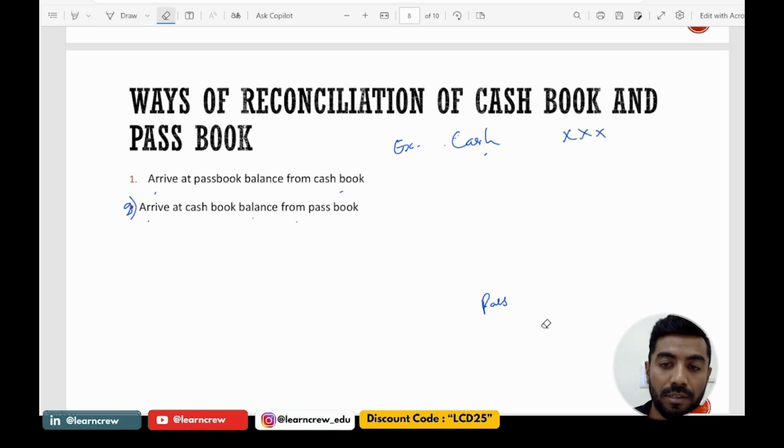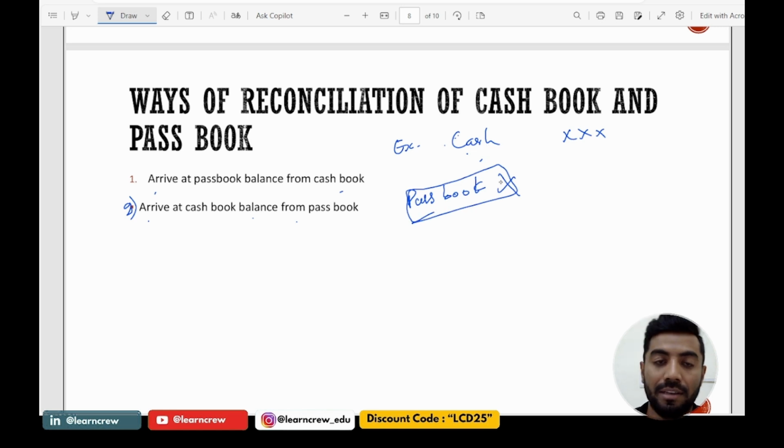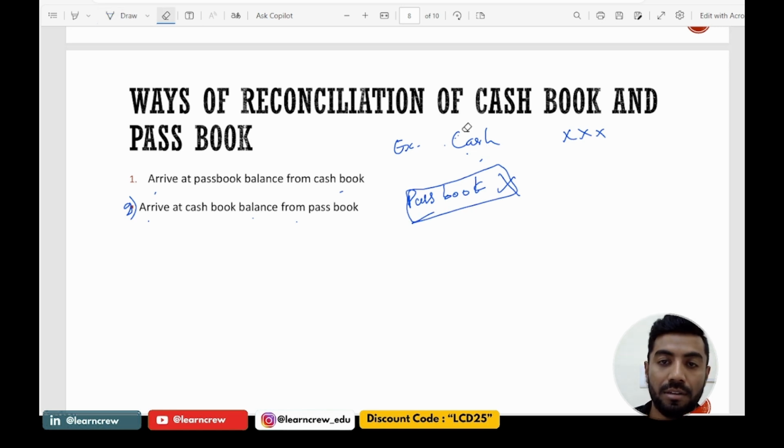How do we make these adjustments? Say for example, you're starting with cash book. Make the adjustments only in the cash book. There's a method that you do with the hand, like up and down. I'll show you in an example in the next question. But if you're starting with cash book, make changes only in the cash book. Do not make any changes in the passbook. We'll see how to make that in the next coming question.